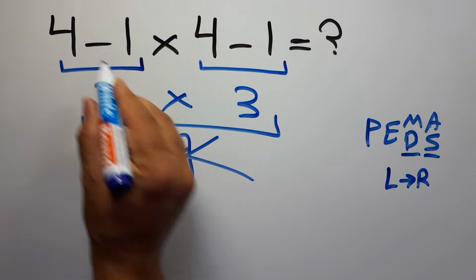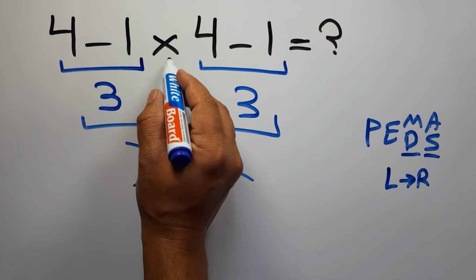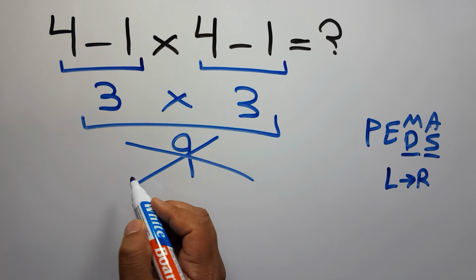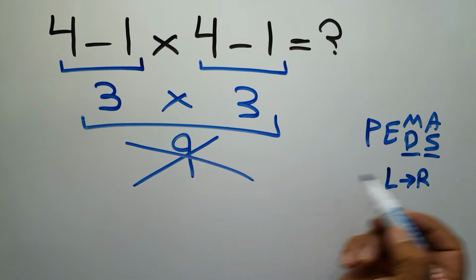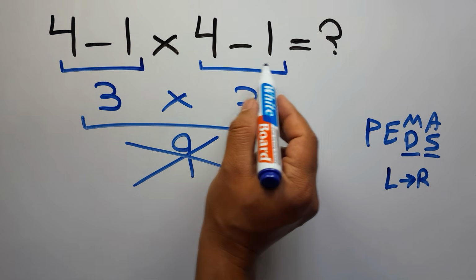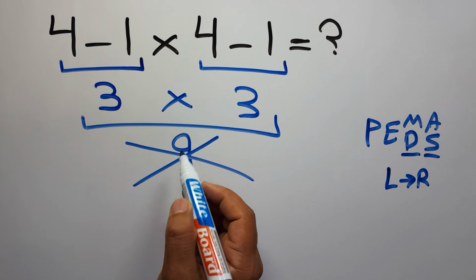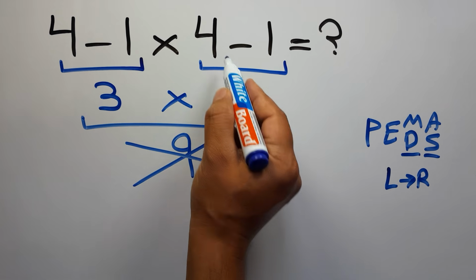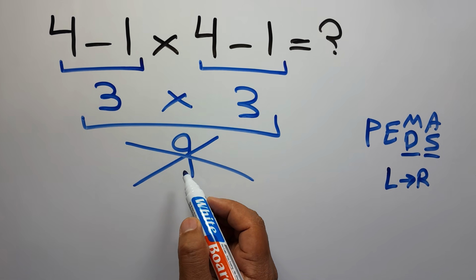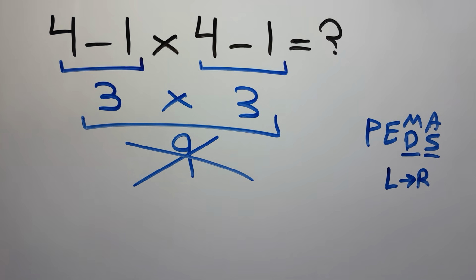In this expression we have two subtractions and one multiplication. According to PEMDAS, multiplication has higher priority than subtraction because multiplication comes before subtraction. And when we have more than one subtraction in an expression, we have to work from left to right. So therefore, first we have to do this multiplication, then this subtraction, and then finally this subtraction. If we do this subtraction or this subtraction before this multiplication, it is wrong.